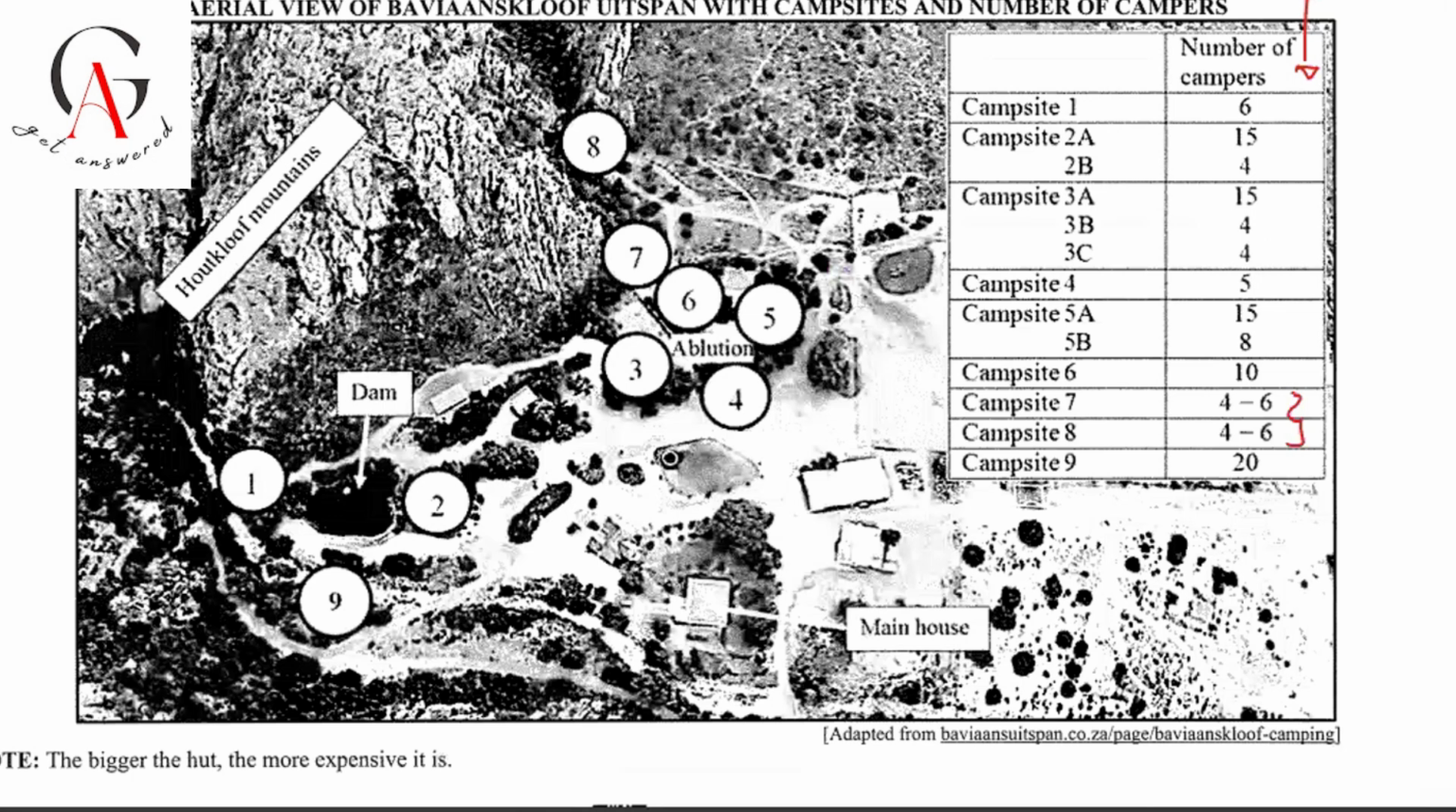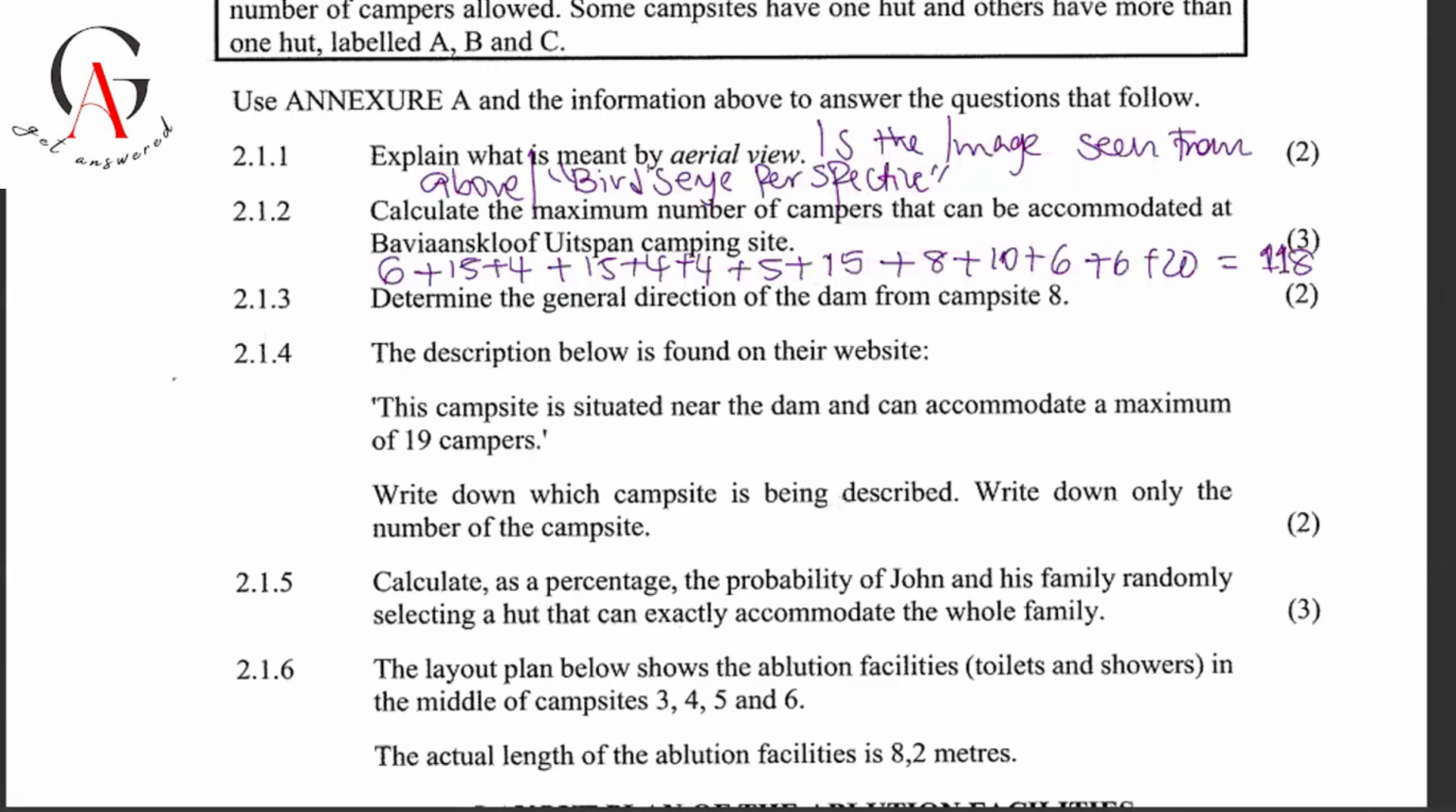Determine the general direction of the dam from campsite 8. So now you're here, campsite 8. You want to go to the dam. If this is north, east, south, and west, this combination gives us southwest. So the general direction from campsite 8 to the dam is southwest.